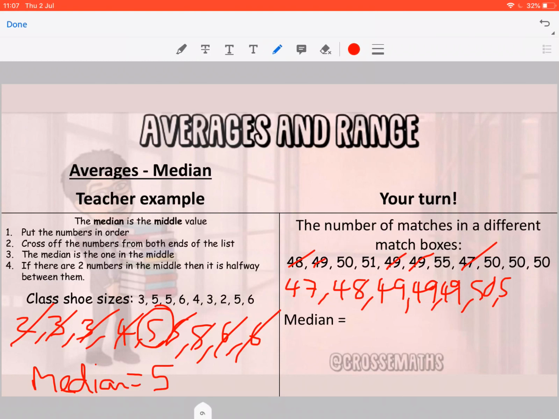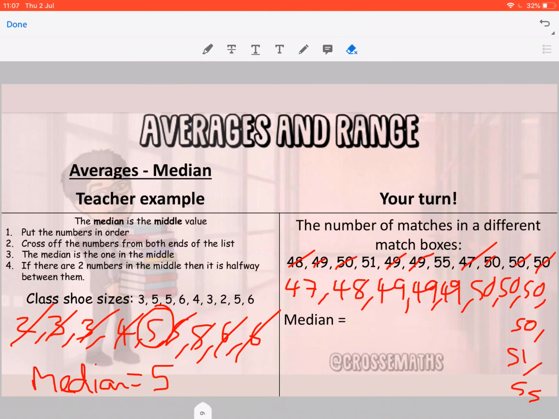50, 50, 50, 50. Okay, I'm going to go down the side now, only because my handwriting's a little bit too big. I've got fat fingers. 51 and 55. Okay, so try and write those down in a straight line. Hopefully your fingers aren't as fat as mine.